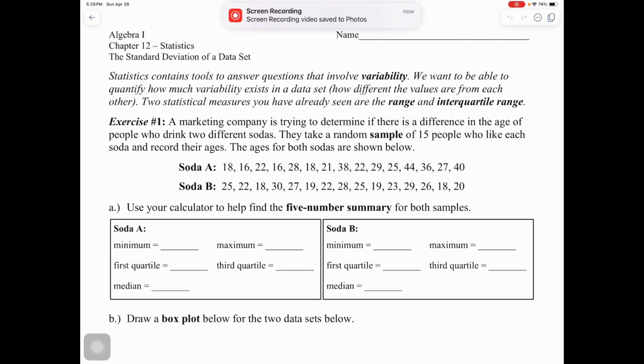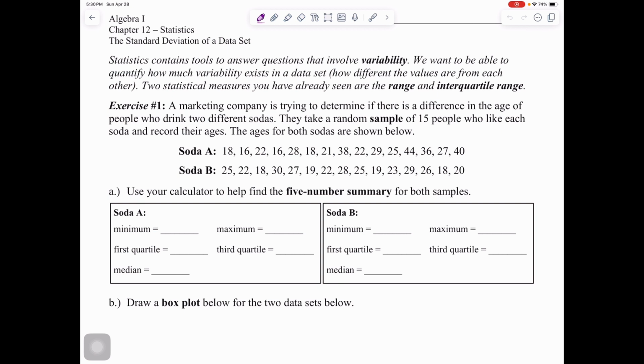I want you to use your calculator to help find the 5-point summary for both samples. So I'm going to pause the video. I want you to pause the video, and go back and review from yesterday how to enter the lists. And find the 5-number summary. So that's the min, max, first quartile, third quartile, and median. The only thing we need to talk about before you go do that is that we are looking at two sets of data at the same time.